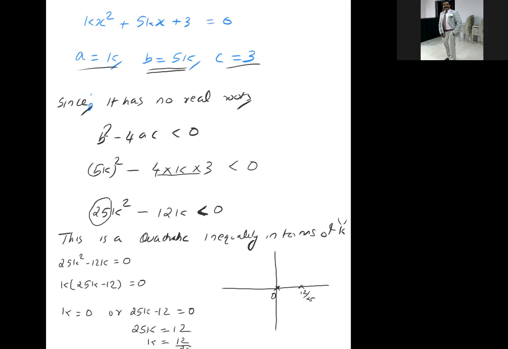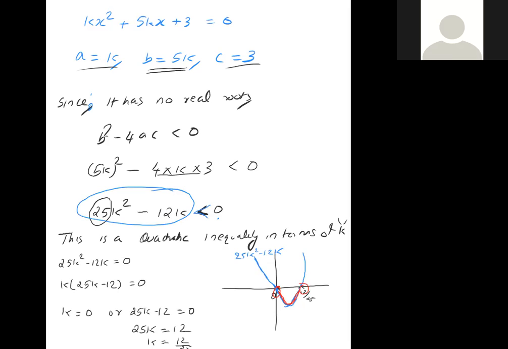So if you are drawing a graph of this, we are getting a shape like this, a U shape. This is the shape of 25k square minus 12k. So what is our inequality? 25k square minus 12k should be less than 0. So you just see, it is happening here. From here to here, the value of 25k square minus 12k is less than 0, correct? So in between 0 and 12 by 25. Very good. So we can say that this is happening when the k value lies between 12 by 25 and 0.